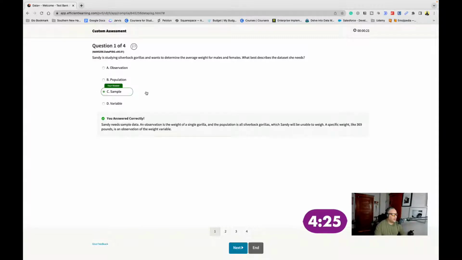I'm going to go sample. Sandy needs sample data. An observation is the weight of a single gorilla, and the population is all silverback gorillas, which Sandy will be unable to weigh. A specific weight, like 369 pounds, is an observation of a weight variable.